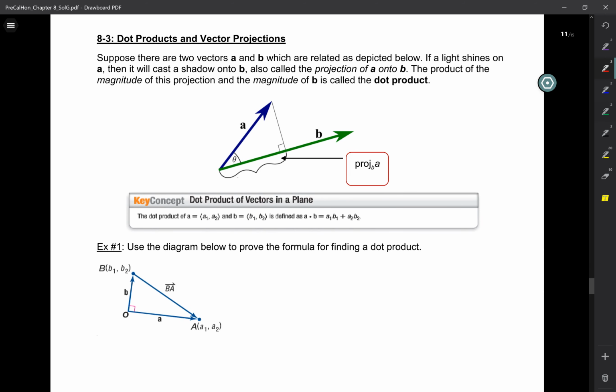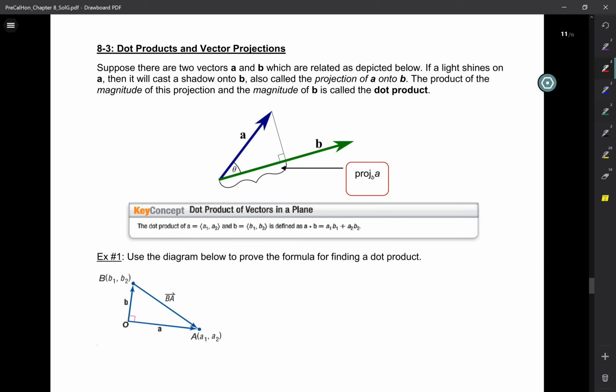All right, so let's go on to section 3. We're talking about dot products and vector projections. Now, suppose you have two vectors, vector A in the blue, vector B in the green. Now suppose you had a flashlight and you shine a light onto vector A, but you're pointing the flashlight perpendicular to the green vector B, okay? You're going to cast a shadow, right? A is going to cast a shadow of itself onto the green one, is that right? There's going to be a shadow of A on this surface B.